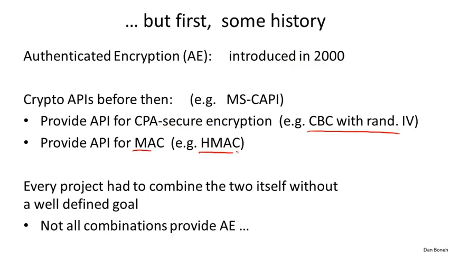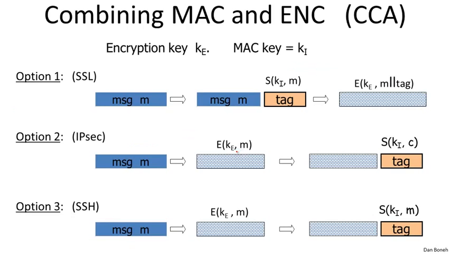So let's look at some combinations of CPA secure encryption and MAC that were introduced by different projects. So here are three examples. First of all, in all three examples, there's a separate key for encryption and a separate key for MACing. These two keys are independent of one another and both are generated at session setup time. And we're going to see how to generate these two keys later on in the course.